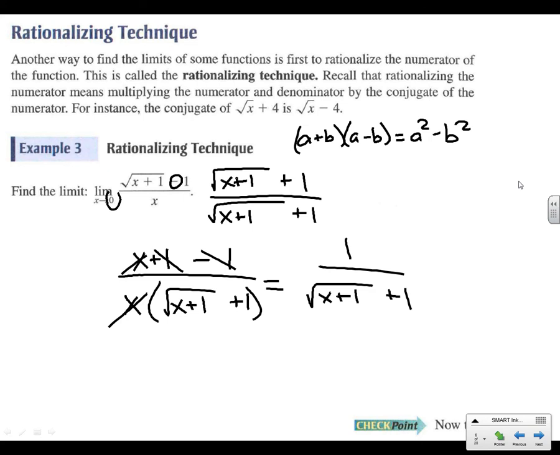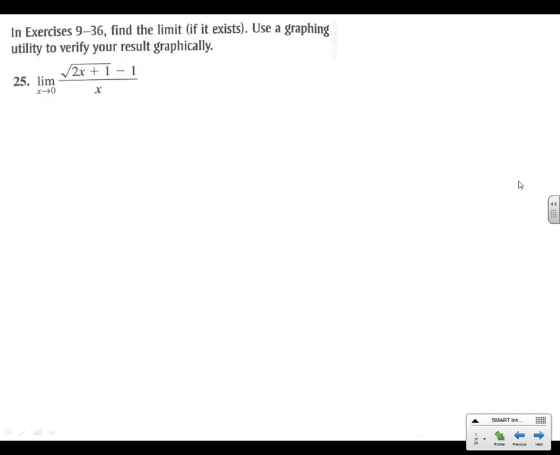Let's use direct substitution, plugging in 0. 1 over the square root of 0 plus 1, that's just 1. Plus 1 is 2. The limit is going to be 1/2. All right, so rationalize, same steps, 25.